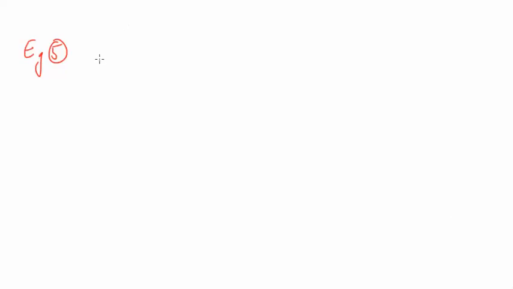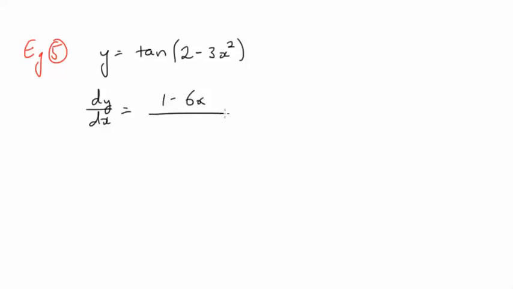Let's see, so if I have y equals tan of 2 minus 3x squared, and I want to find its derivative. Well, I take the derivative of this, which is negative 6x, and I pop it over cos squared of whatever that original stuff is.